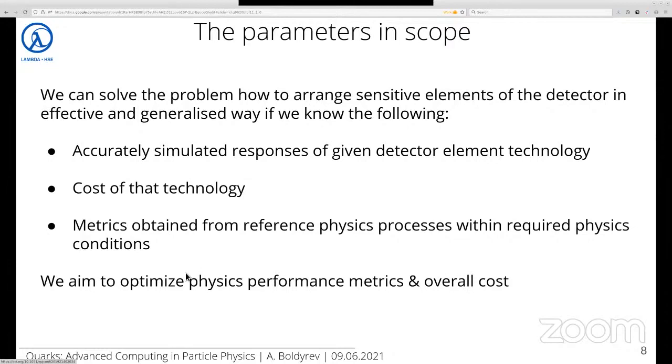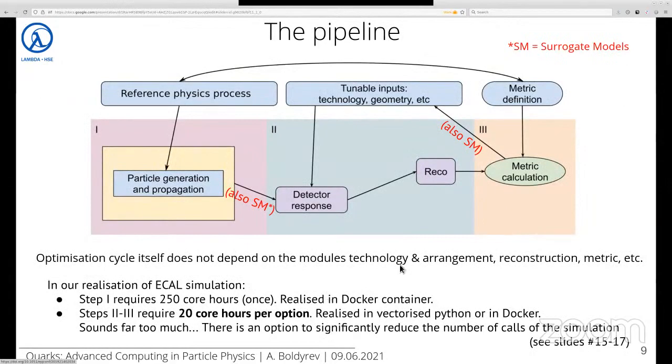And our aim is to optimize a physics performance metric, keeping the overall detector cost in check. In many cases, the full accurate simulation of such a detector can be really expensive, and we need to find another way. On this slide, you can see the layout of a pipeline in which it is possible to realize the ideas I just mentioned. It comprises 3 stages.